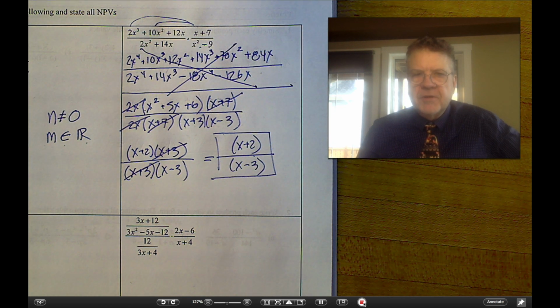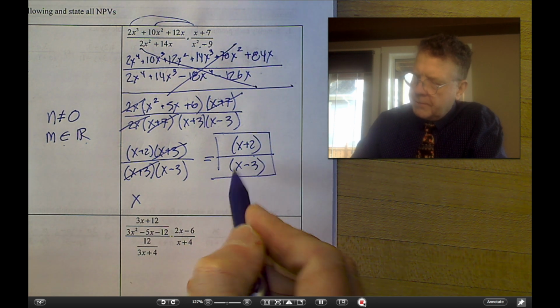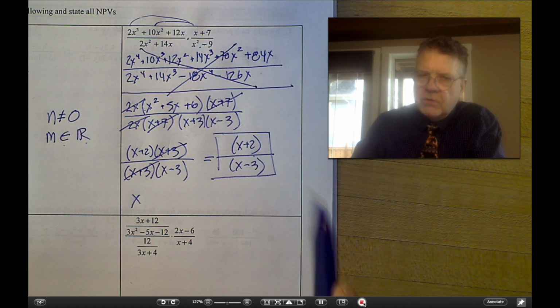Let's look at non-permissible values. Well, there's a whole bunch of them, aren't there? Okay, so let's start in here. x may not equal positive 3.